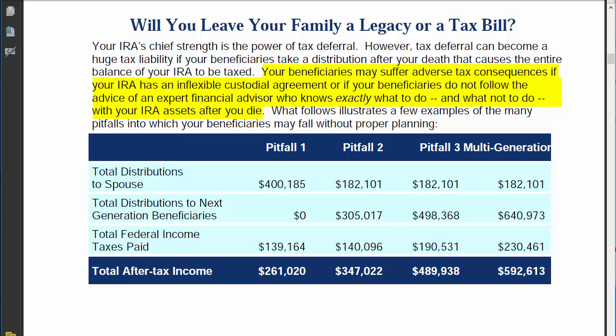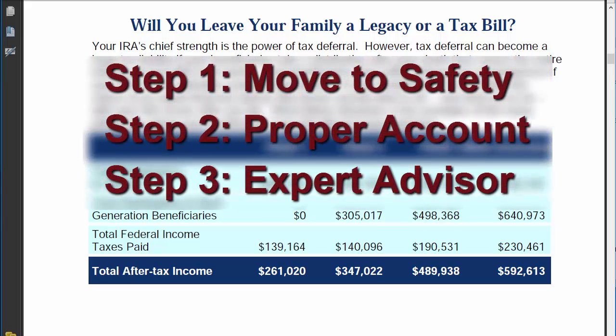Your beneficiaries may suffer adverse tax consequences if your IRA has an inflexible custodial agreement or if your beneficiaries do not follow the advice of an expert financial advisor who knows exactly what to do and what not to do with your IRA assets after you die. What does that say in a nutshell? Your customer needs you, and needs an account that has the proper custodial agreement so the beneficiaries can take over afterward. For example, what could go wrong with a 401k plan?